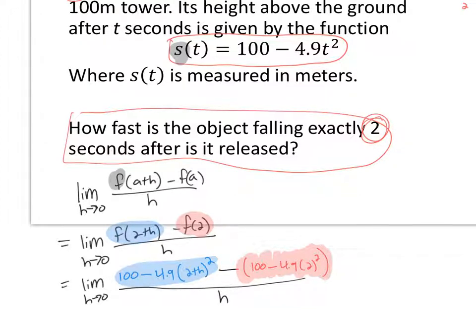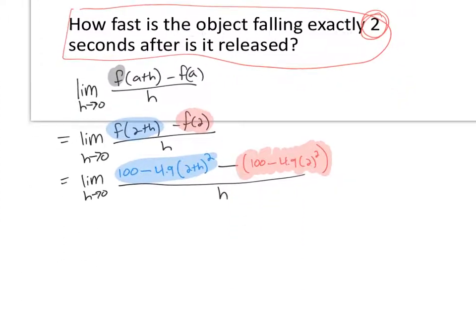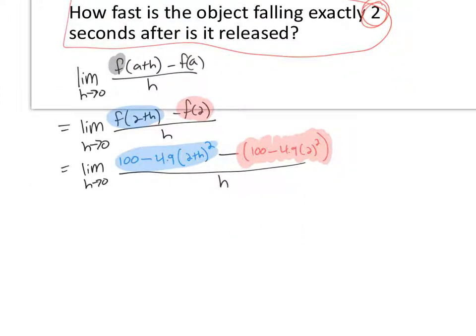So I will just keep going as we're trucking along. And this is now just a lot of computation, a lot of algebra at this point. So this is the same as the limit as h approaches 0 of 100 minus 4.9 times 4 plus 4h plus h squared. And I just expanded out all of this in the parentheses.